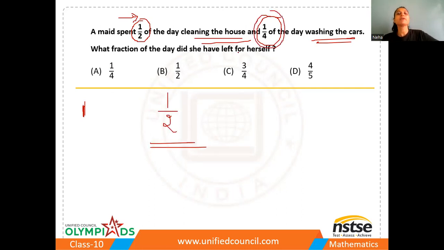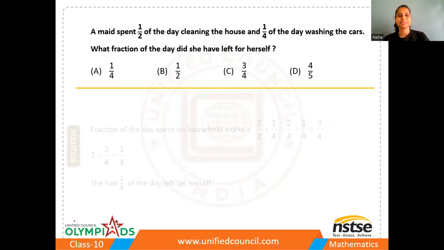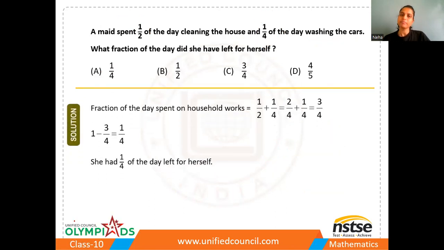After spending 1/4 day, that means 1/2 minus 1/4. So 4 is the LCM: 2 twos are 4, minus 1. So this is 1/4. So now she has only 1/4 of the day left for herself. Just subtract the numbers step by step. That's it.